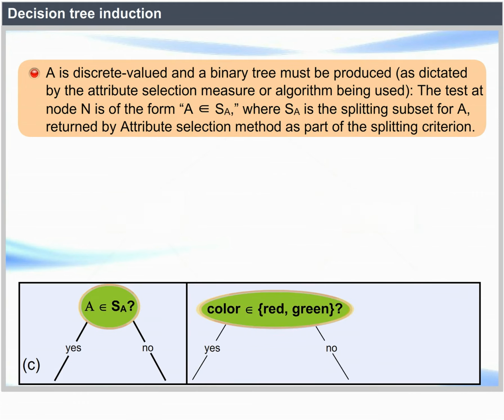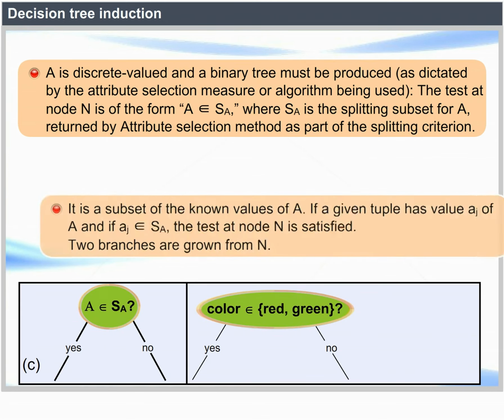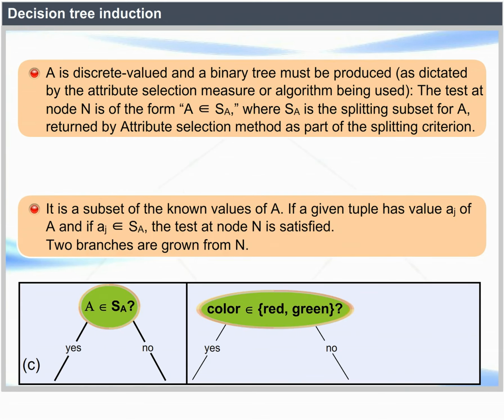The test at node N is of the form A belongs to SA, where SA is a splitting subset for A, returned by the attribute selection method as part of the splitting criterion. It is a subset of the known values of A. If a given tuple has value Aj of A, and if Aj belongs to SA, then the test at node N is satisfied. The two branches are grown from N.